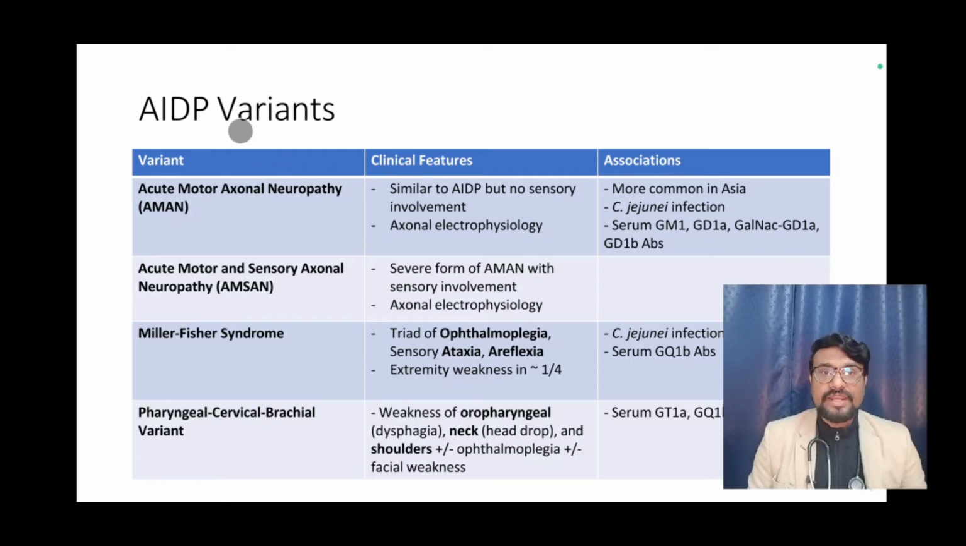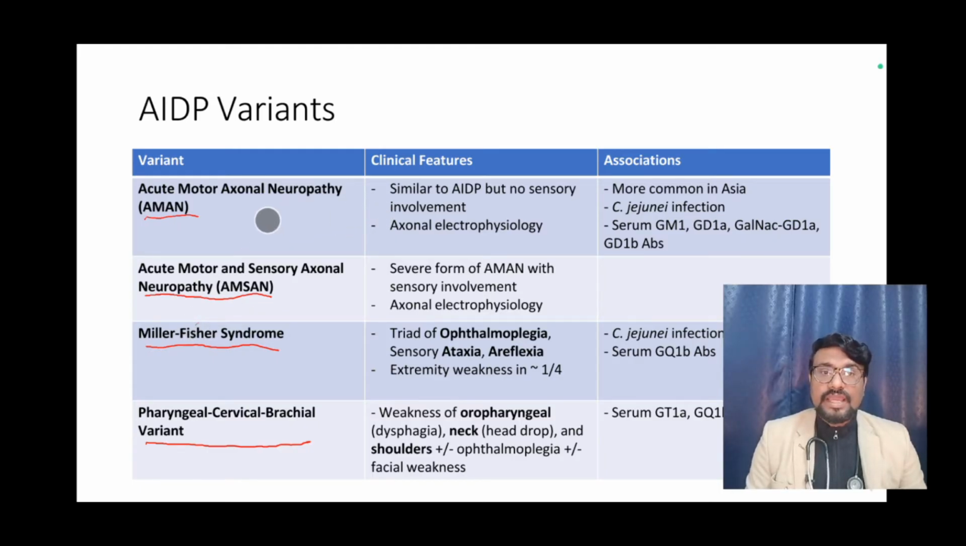Then different variants of AIDP include AMAN, that is acute motor axonal neuropathy, then acute motor sensory axonal neuropathy, AMSAN, then the third one is Miller-Fisher syndrome, and then the pharyngeal-cervical-brachial variant. These are the common AIDP variants. Apart from it, we can have polyneuritis cranialis as other presentations that can be seen.